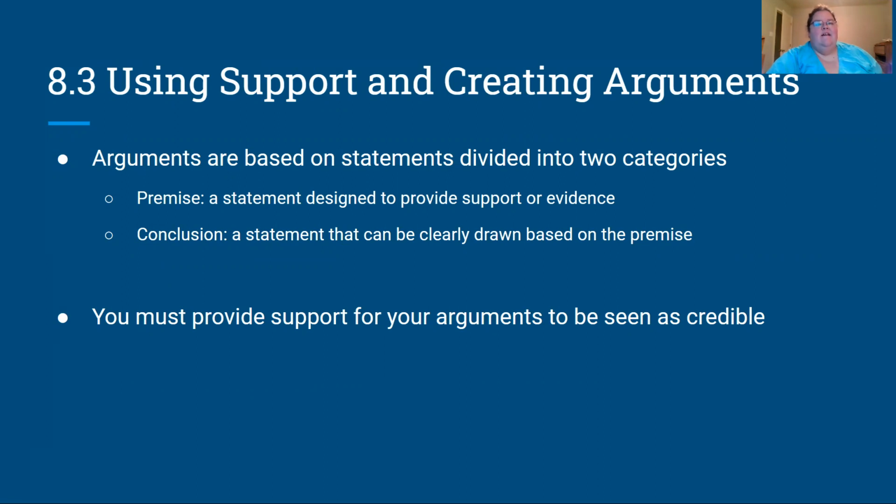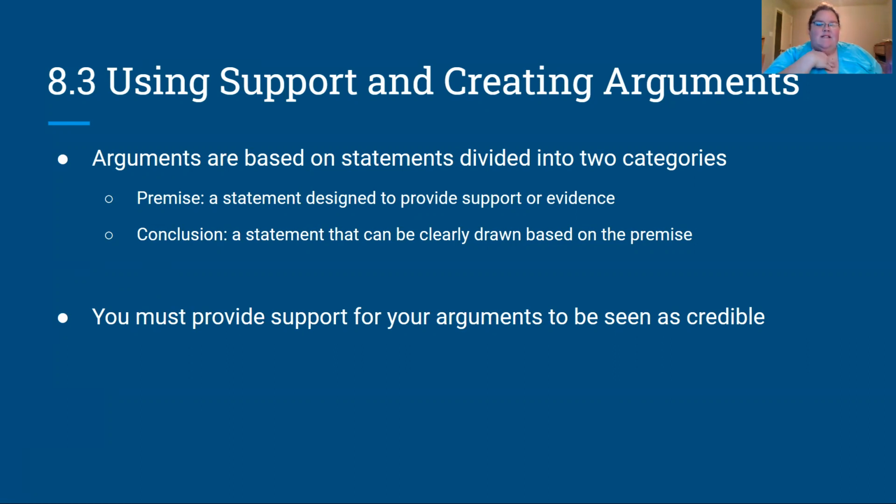So if I said, 80% of 16-year-old drivers are distracted and 75% of deaths of 16-year-olds are caused by distracted driving, the conclusion I might come from that is that we should raise the driving age to 18, or we need to include more driver safety for those that are 16. So you include premises that support the conclusion that you're going to make.